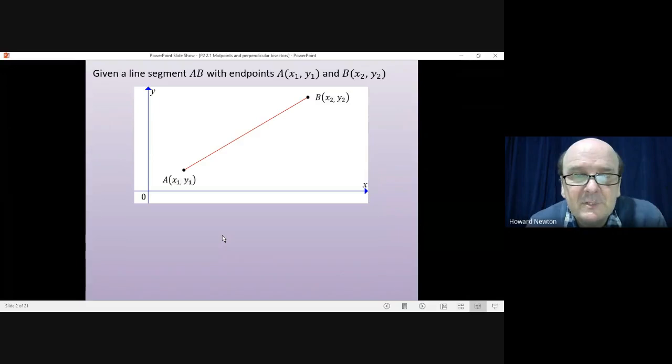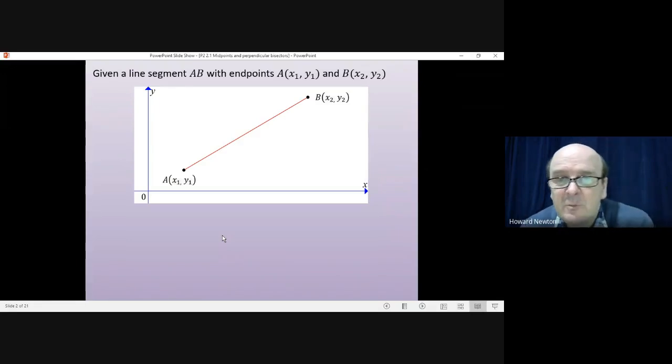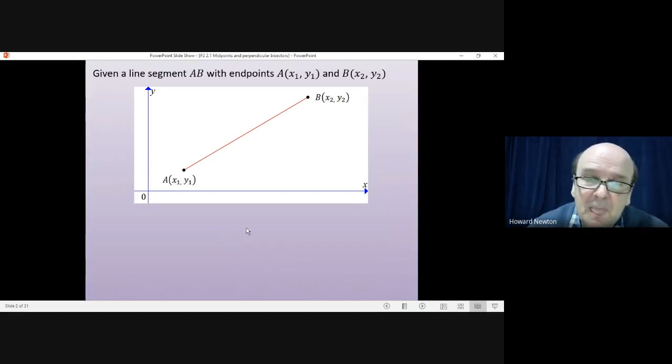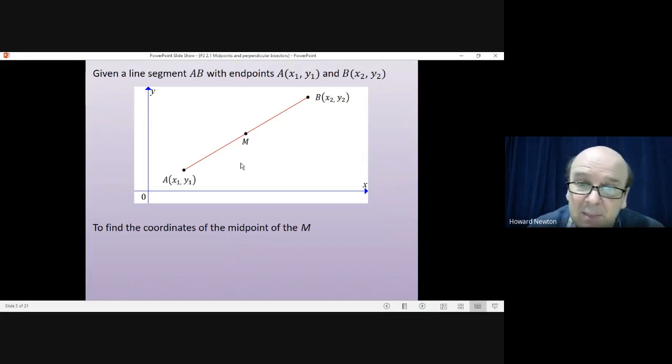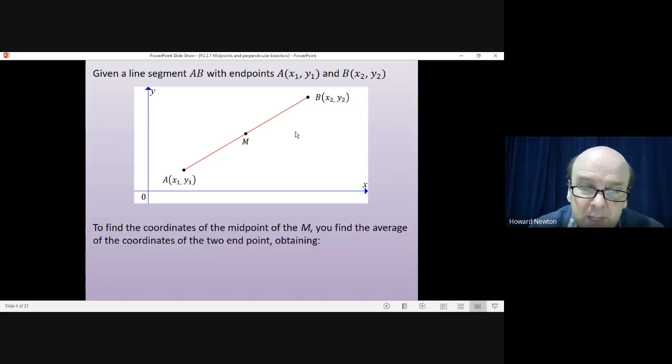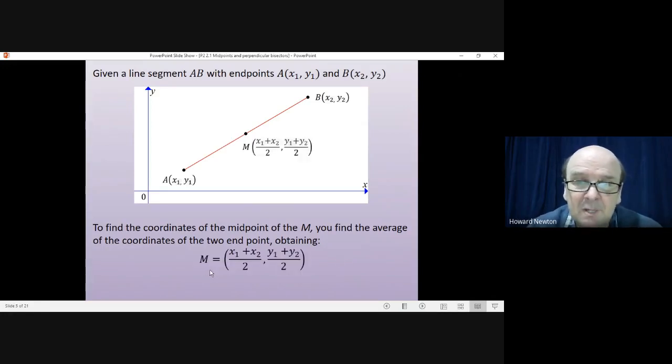So if you've got the line segment AB with endpoints A with coordinates x1, y1, and B with coordinates x2, y2, if you want to find the midpoint of that line, then it'll be that point there, and M is halfway between A and B. That means it's the average of A and B. So it'll be the average of the coordinates for the two endpoints. And what that gives you is that the midpoint M is equal to the two x coordinates added together, divided by 2, the two y coordinates added together, and divided by 2.